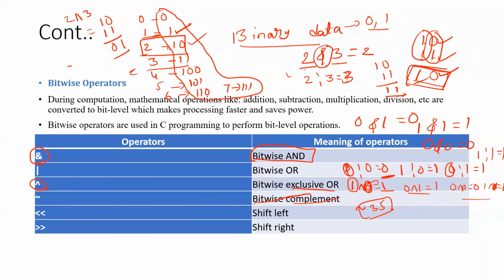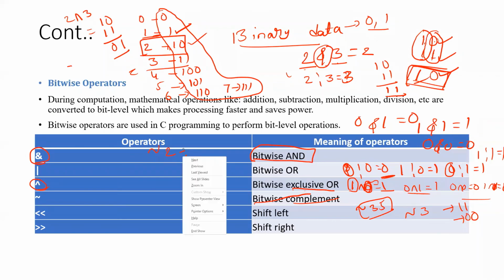Here, what it is going to do is change the bit values. Meaning if it is 1, it will be converted into 0. If it is 0, it will be converted into 1. For example, complement of 3: 3 is having 1, 1, so I will get 0, 0, meaning the result will be 0. If I take the complement of 2, 2 is having 1, 0, so the complement of 2 will become 0, 1, meaning finally 1.